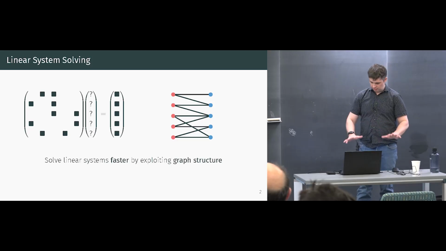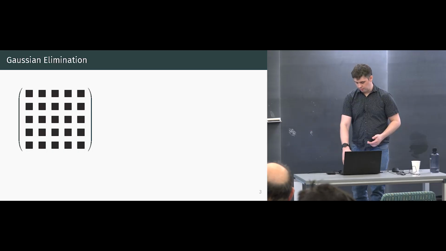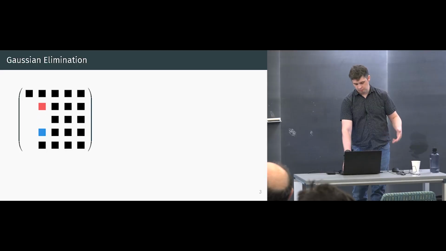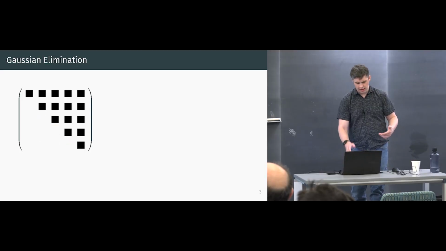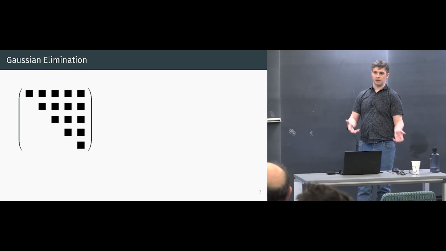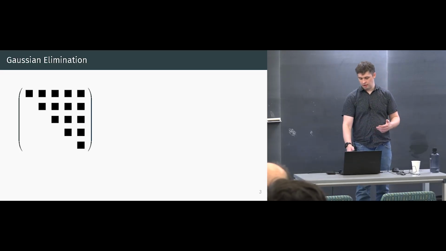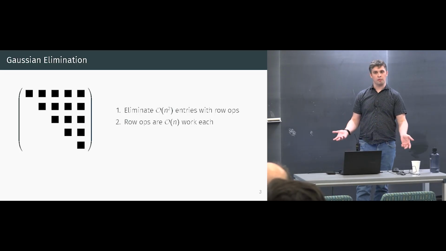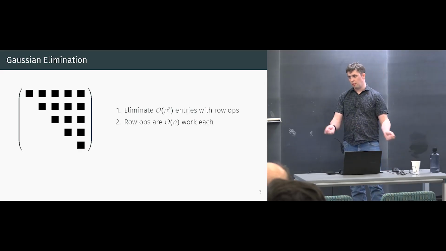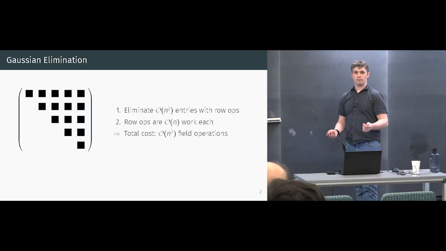But okay, let's start with how fast can you solve a dense linear system. So Gaussian elimination: you pick a non-zero and eliminate a column, and repeat, and so on. And you get it down to a system that is easy to solve, like a diagonal matrix or an upper triangular matrix. And in the process, you're going to eliminate n-squared entries. Each one is a row operation. You're spending order n work to do that. So overall, n-cubed field operations, right?